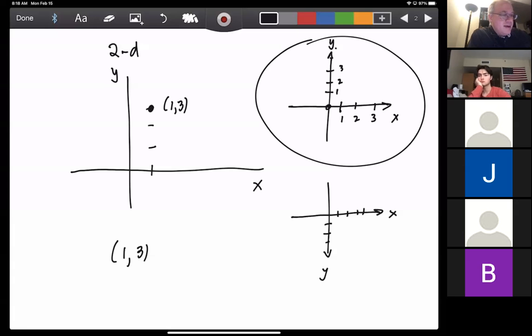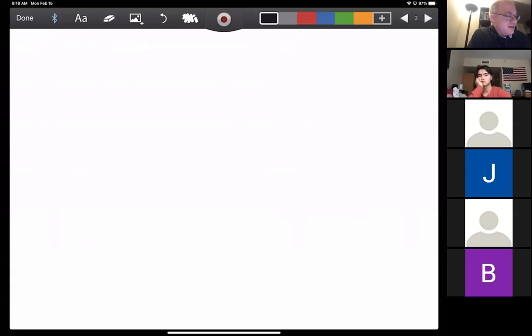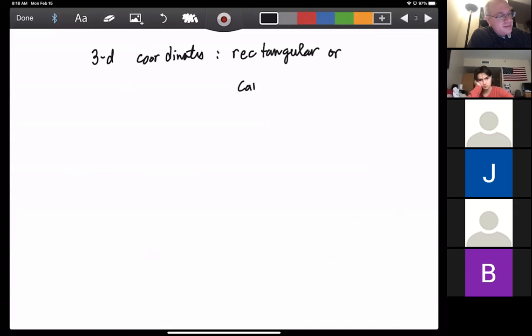Okay. Now, in the same way, with a 3D coordinate system, we can use so-called rectangular or Cartesian coordinates.